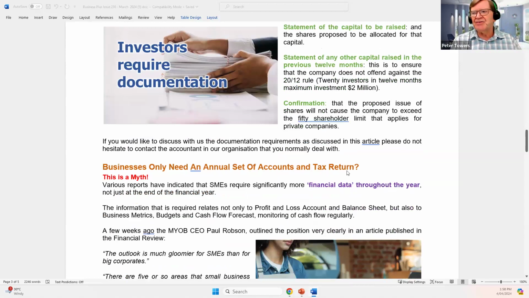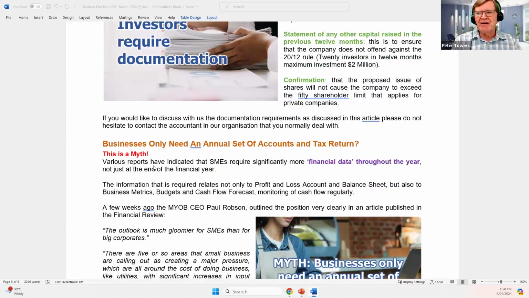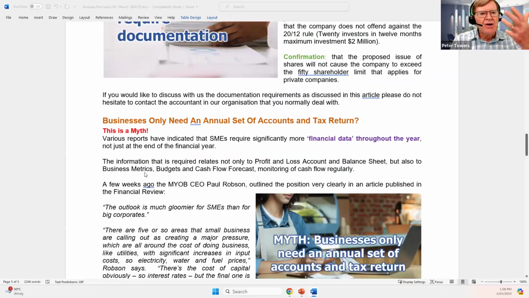Businesses only need an annual set of accounts and a tax return. I've said that's a myth, because if they're in business, I think they need regular financial data, and that's really a hallmark of what ESS BIZTOOLS is all about.